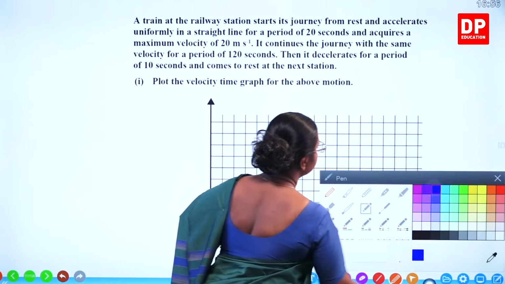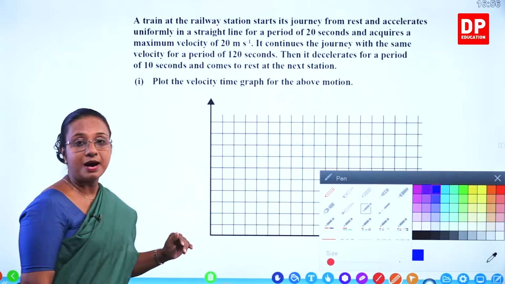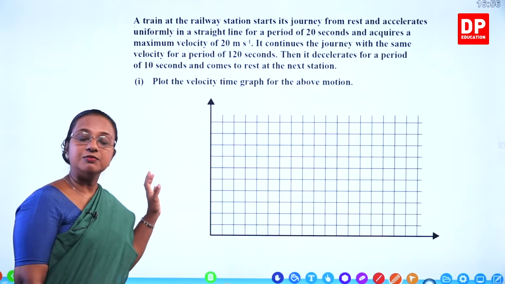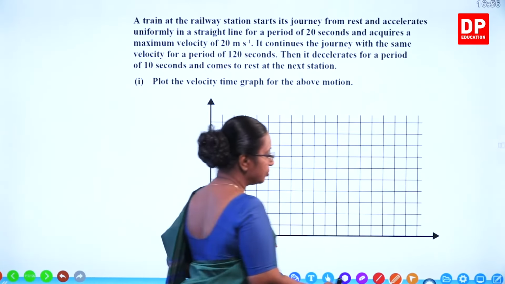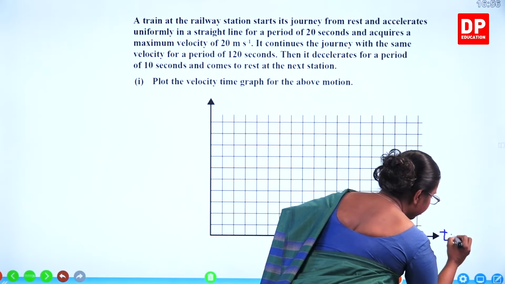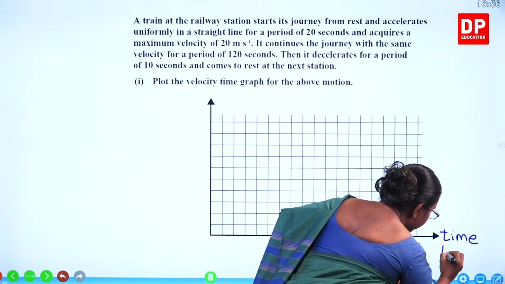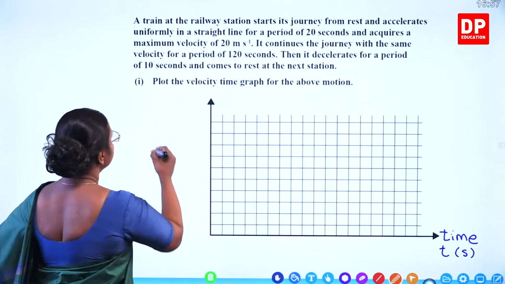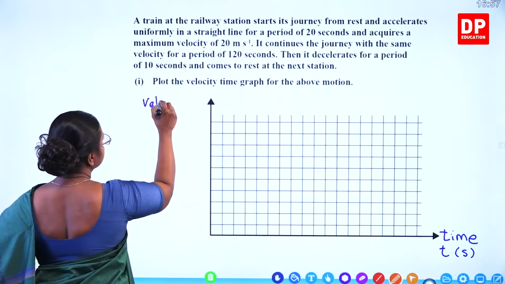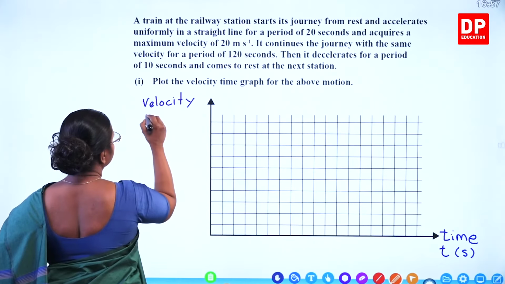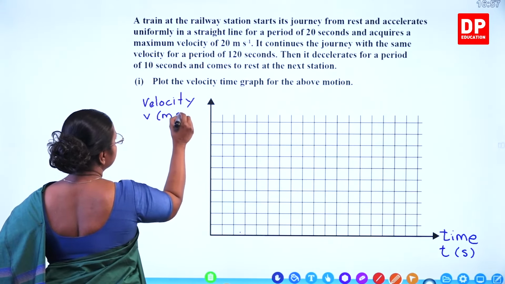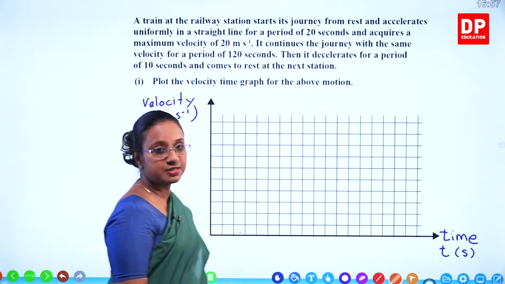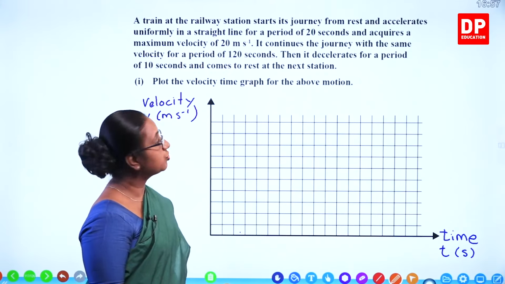So, to plot the velocity time graph, we will have to mark the axis first. So, as you all know, this is a motion in one direction. So, we can normally use the graph. So, x-axis is time, t seconds, and the y-axis is velocity, v meters per second. So, here initially we mark the time. Initially it's 20 seconds.